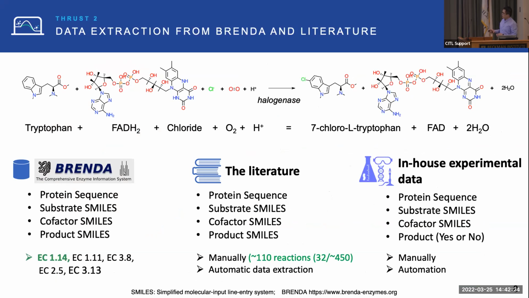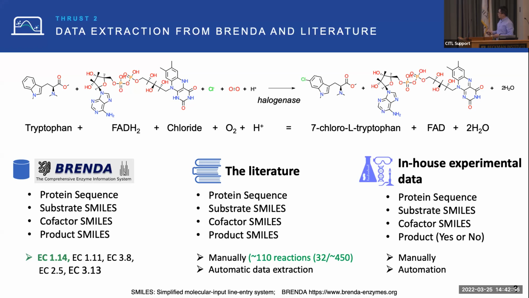Yeah. So in the database, which information do we want to get? First of all, it's the protein sequence, and then the substrate information, also the cofactor, and of course the product information. Here we use the SMILES information for the substrates, cofactor and product.